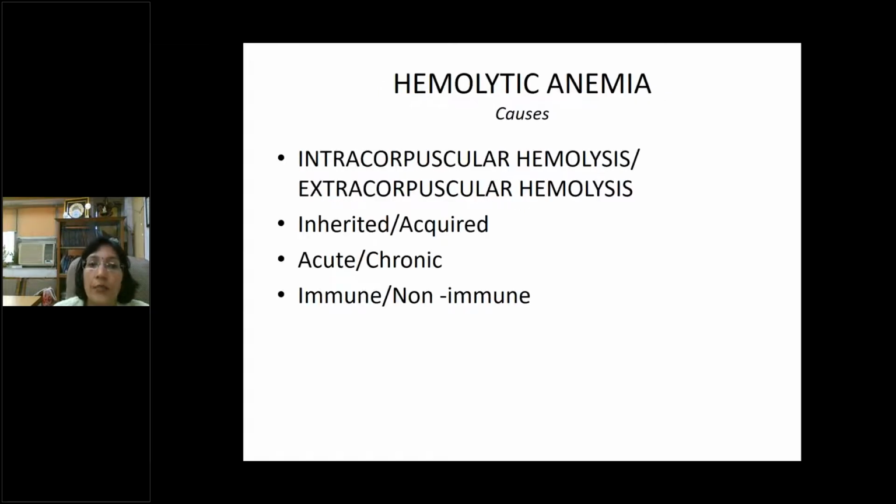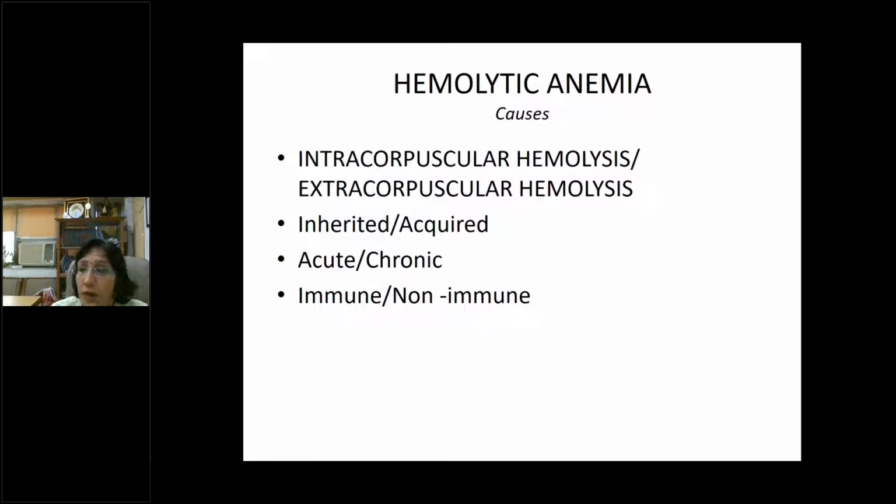meaning increased destruction. We can broadly classify it as intracorpuscular, inside the blood vessels, or extracorpuscular, outside the blood vessel hemolysis, or as inherited or acquired. If it runs in the family, then it is inherited, which is mainly true for the hemoglobinopathies. Acquired means there is no family history, but we are still facing hemolytic anemia. Mainly it applies to most immune hemolytic anemias, blood transfusion, etc.